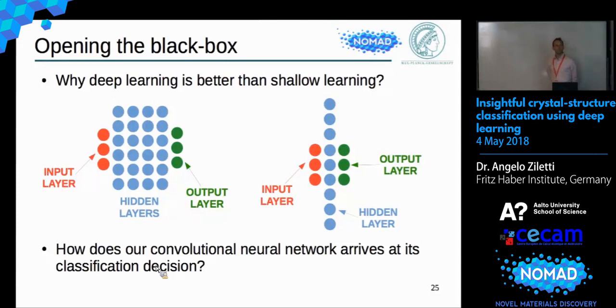two substeps. The first is very general, and I will try to convince you why deep learning is better than shallow learning. This is not my work, but there are some papers that were recently published on the arXiv by some people at MIT, and I just want to present something related to that. And then we will go back to my research, and we will show how our convolutional neural network actually arrives at this classification decision.